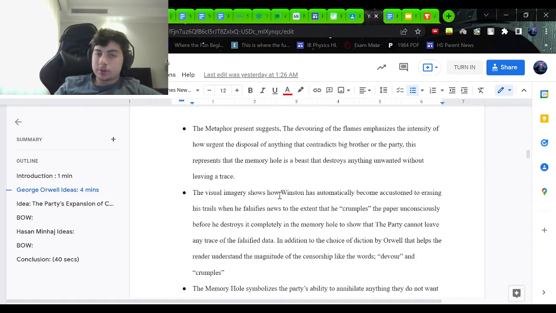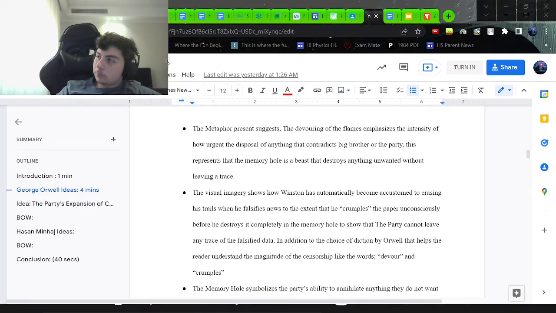So now I want to transition into the visual imagery. Should I just say the visual imagery shows how Winston has automatically become accustomed to racing? I could say furthermore, the visual imagery shows. Moreover, the visual imagery shows. Could be moreover. Or, on the other hand, the visual imagery shows. I could say on the other hand. Yeah.